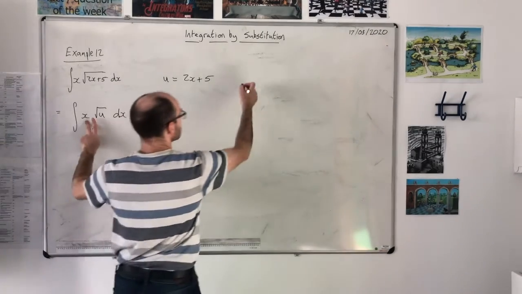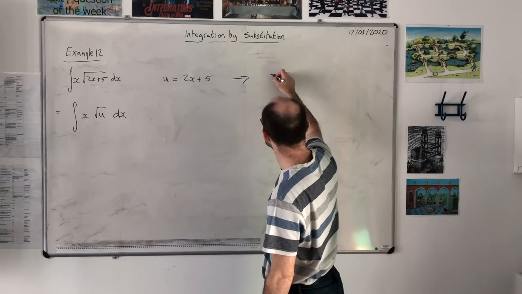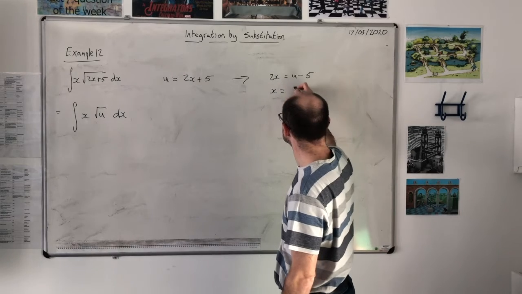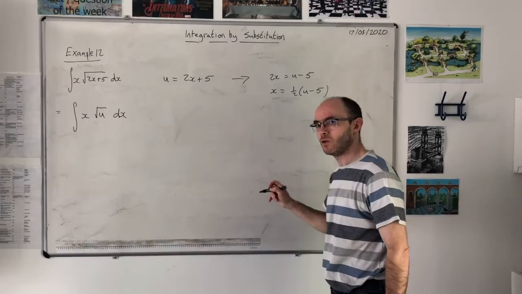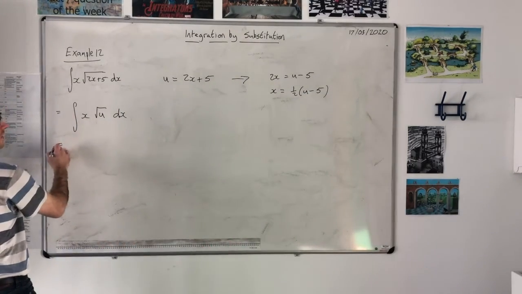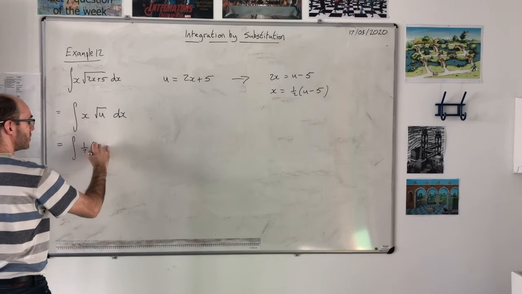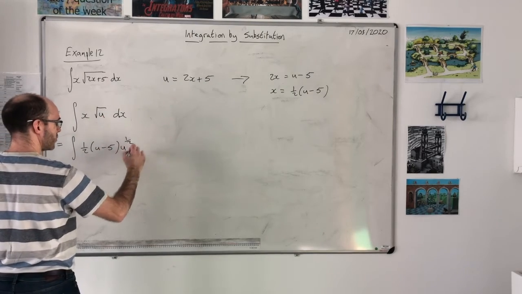So from this, we can just make x the subject. So we're going to have 2x is equal to u, subtract 5, and then x is equal to 1/2 of that, half of u minus 5. We're okay with that? And then we can replace it there, you see? So you're going to have integral of half u minus 5, u to the power of 1/2. Let's write it in the next form.